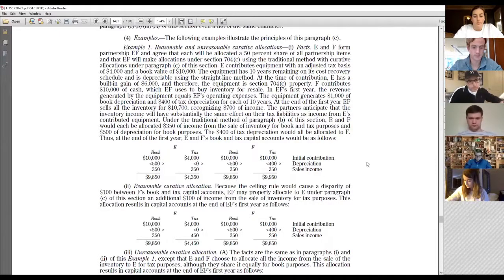So again, we've got one partner who's contributing equipment with a book value of 10 and a basis of 4, with 10 years remaining on its cost recovery. That's more clear because it says remaining, using the straight line method, as we'll always use in this class. And in addition, F is contributing cash, and they're going to use the cash to buy inventory.